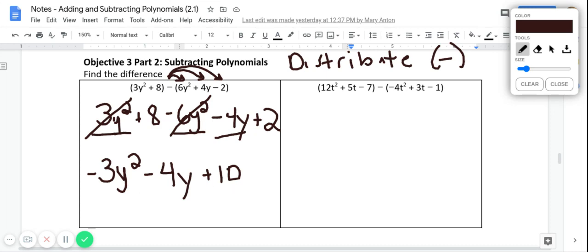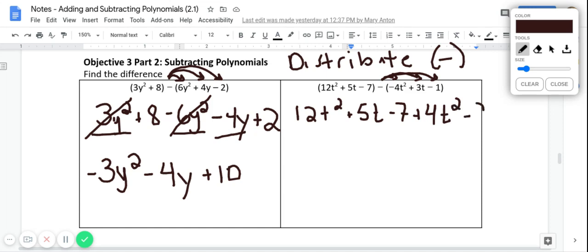All right, so this next one, we're going to do the same thing. Distribute this negative to each of these terms. So this becomes 12t squared plus 5t minus 7. All right, we got a minus a negative 4t squared. That becomes a positive 4t squared. Plus 3t, so apply that negative. This becomes a minus 3t. And that negative 1 becomes a positive 1.